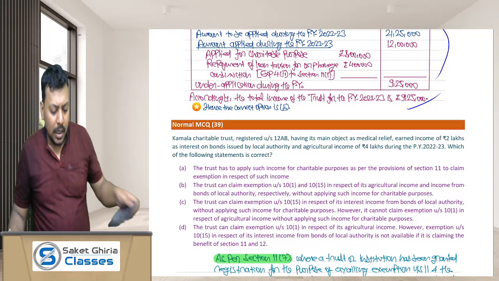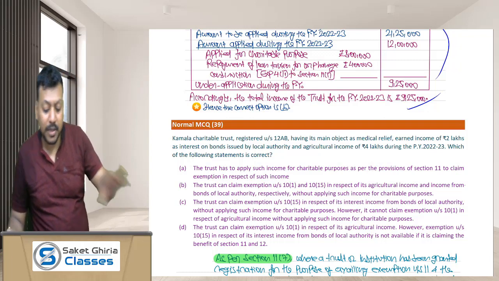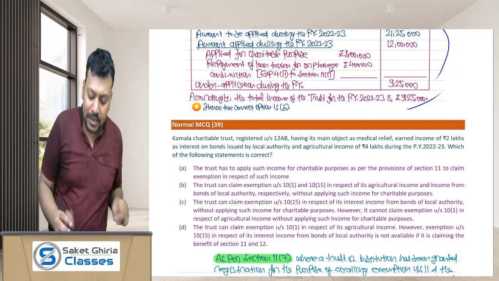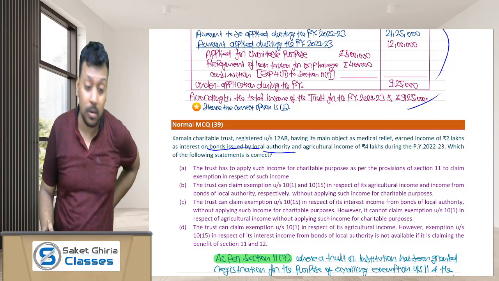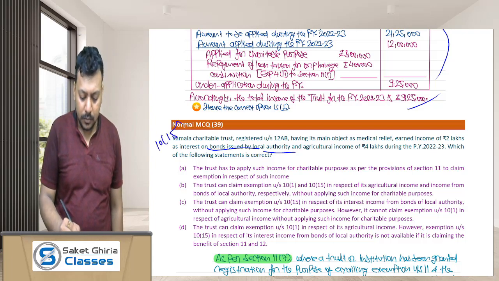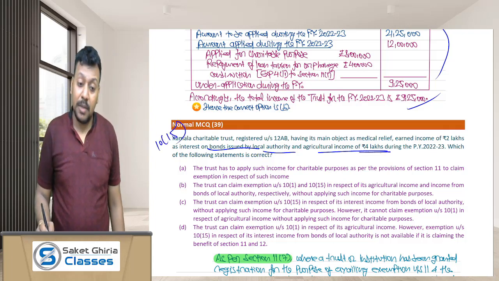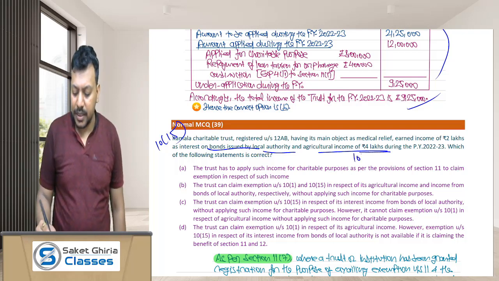Moving further, a charitable trust registered under section 12AB, with main objective as medical relief, earned rupees 2 lakh as interest on bond issued by a local authority. Dear friends, if you have earned interest on a bond issued by a local authority, that income is exempt under section 10(15). Okay, and agriculture income of rupees 4 lakh, if you receive the agriculture income, it is exempt under section 10(1).